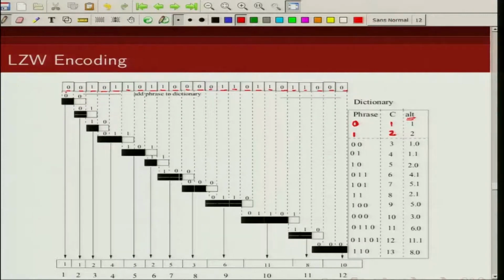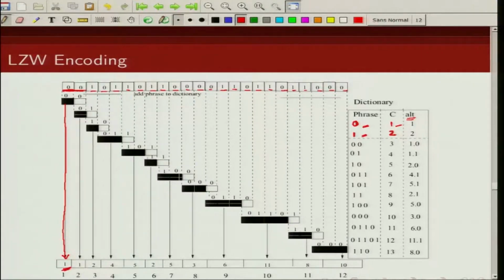Now let's look at encoding the sequence that you want to encode. So the first bit here is 0, right? That's there in the dictionary. Is 0 0 there in the dictionary? No. The only entries in the dictionary are phrase 0 and phrase 1. So we can only encode 0 here. And what is the encoding of 0? 0 corresponds to code word 1. So that's why you see 0 has been encoded using 1 here.